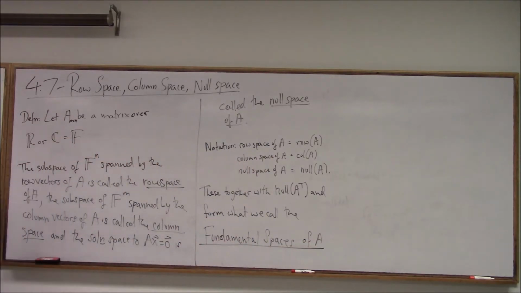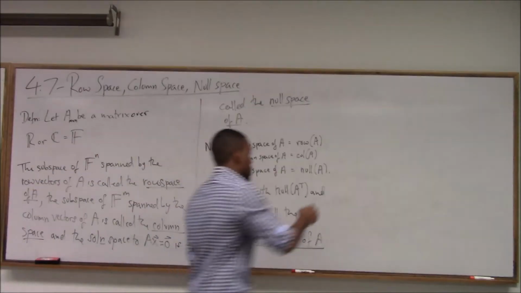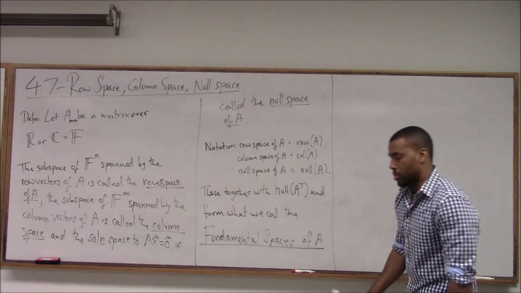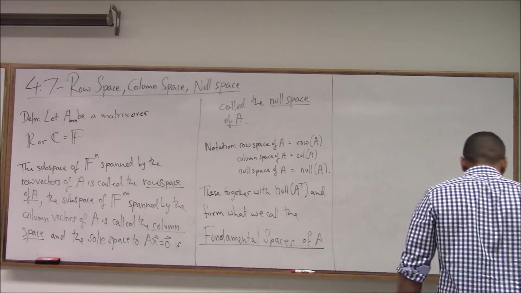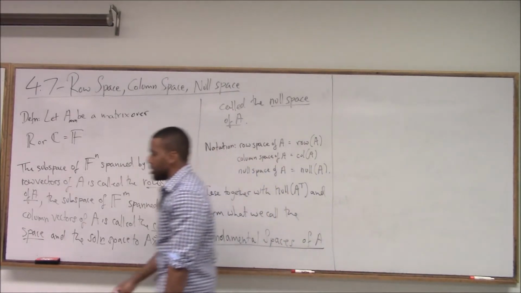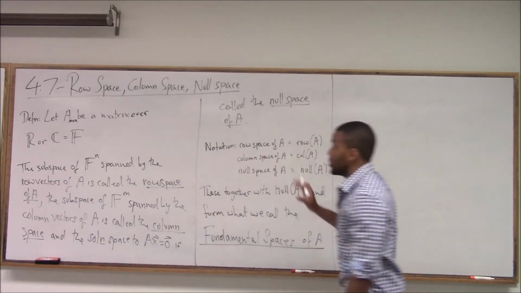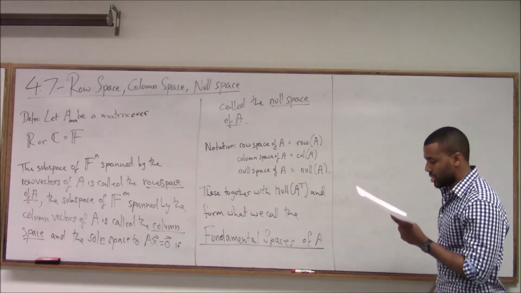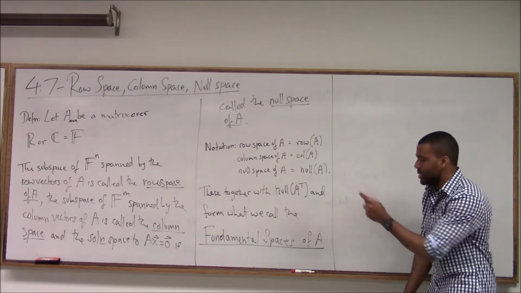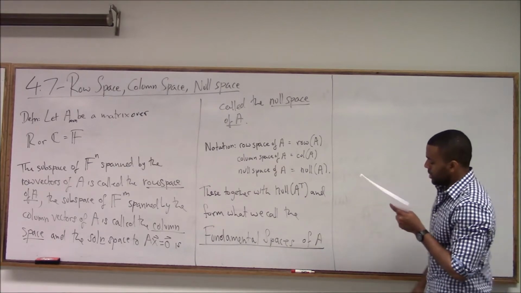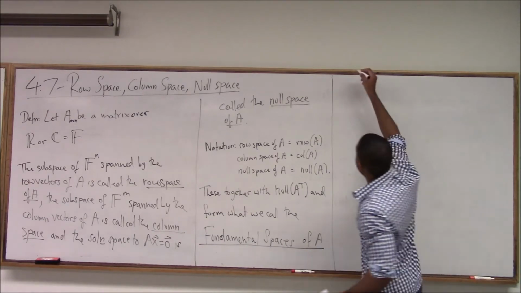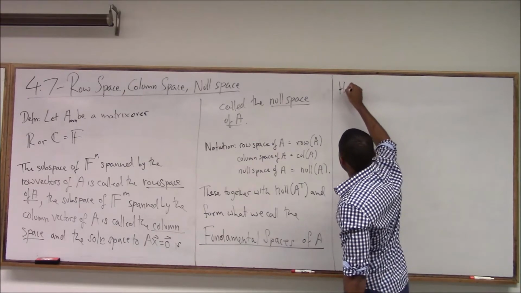These guys form what we call the fundamental spaces of A. Why are they called fundamental? Because remember, linear algebra is the study of linear transformations on vector spaces. It turns out we can tell a lot about vector spaces by knowing about these spaces, and that's why they're fundamental. In 4.10 is where we're really going to start getting to that, which is why I want to rush to get there. So let's talk about how you find them.